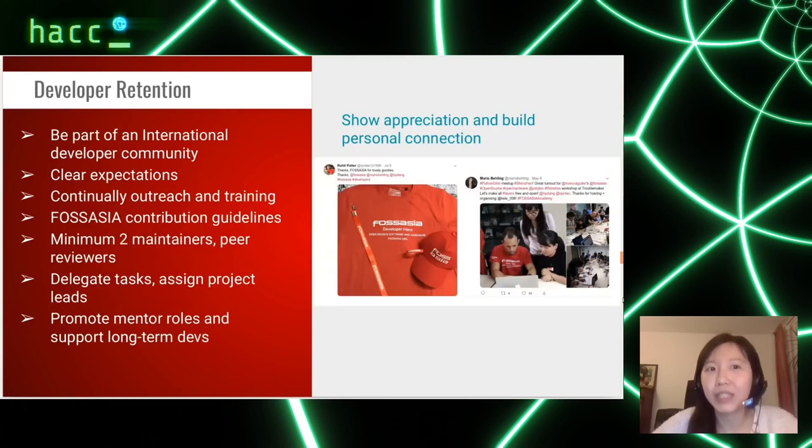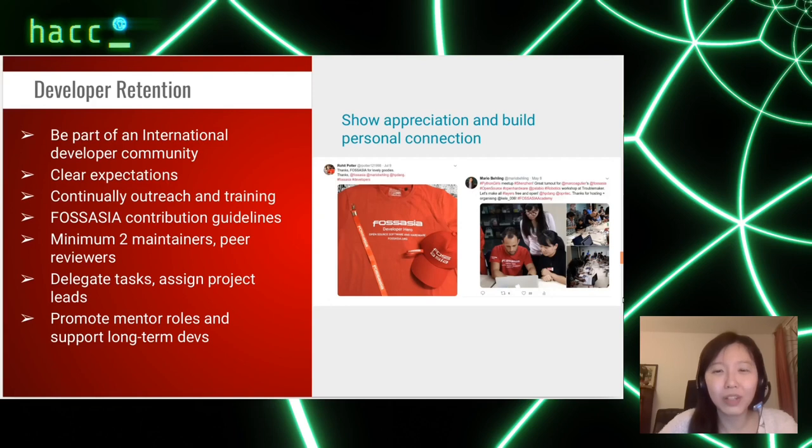Developer retention. I just want to emphasize that there are a lot of things that have happened in the last 10 years. I'm not able to share every detail, but I hope to summarize a few highlights in this presentation. Retention is a big question for many projects, not only ourselves.